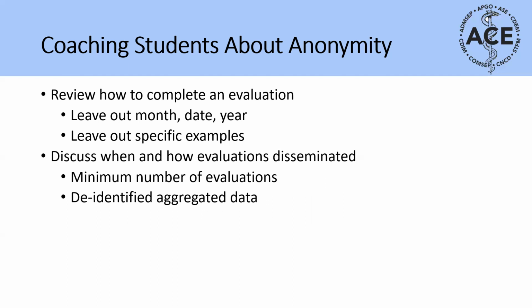The other thing that's really important is that even if the evaluations are confidential or anonymous, if students think that a faculty member is going to get this evaluation within a month or two of working with the student, it doesn't matter, because the faculty member would link it to the student. So it's helpful that you go over with students that you don't release any evaluations until a given faculty member has a minimum number of evaluations, and that when faculty see their evaluations, they are de-identified and aggregated, so it can't be linked back.